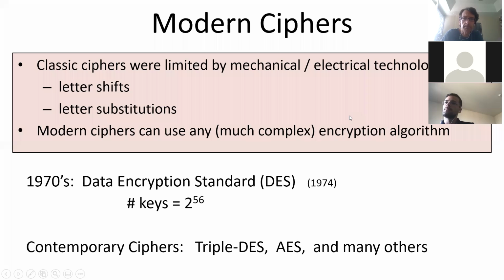So yes, rather than just substitutions and shifts, we have many more operations that we can do, and speeds and mechanics that were impossible for pen and paper, or for mixed mechanical-electrical systems like Enigma.